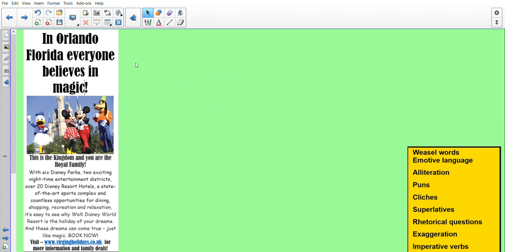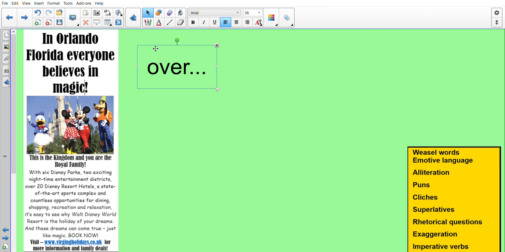So in Orlando, Florida, everyone believes in magic. This is the kingdom and you are the royal family. With 6 Disney parks, 2 exciting nighttime entertainment districts and over 20 Disney resort hotels. I'm going to take that "with over" there. So for Greece it could be "with over 5,000 ancient sites to visit", okay?